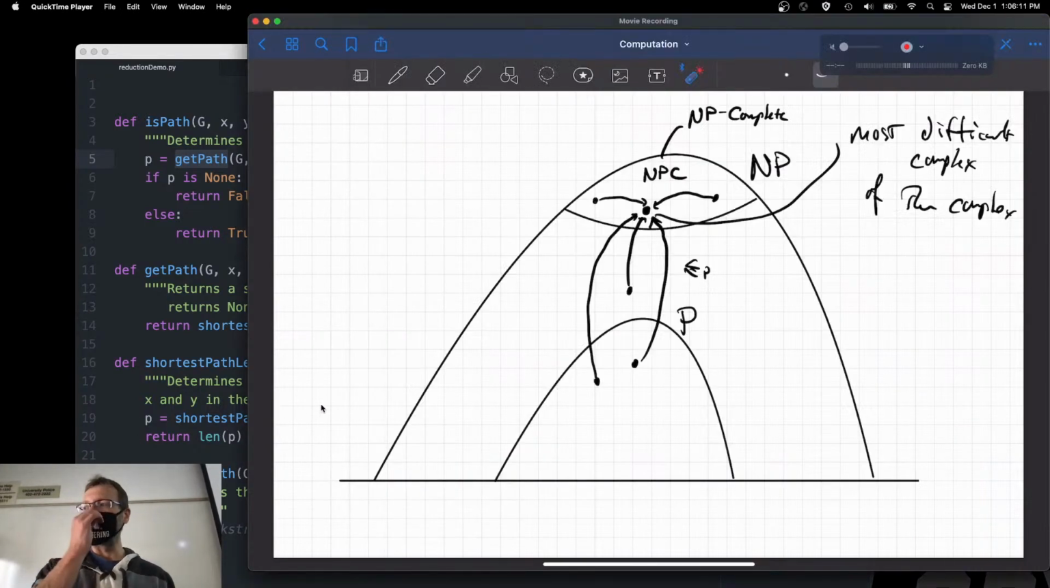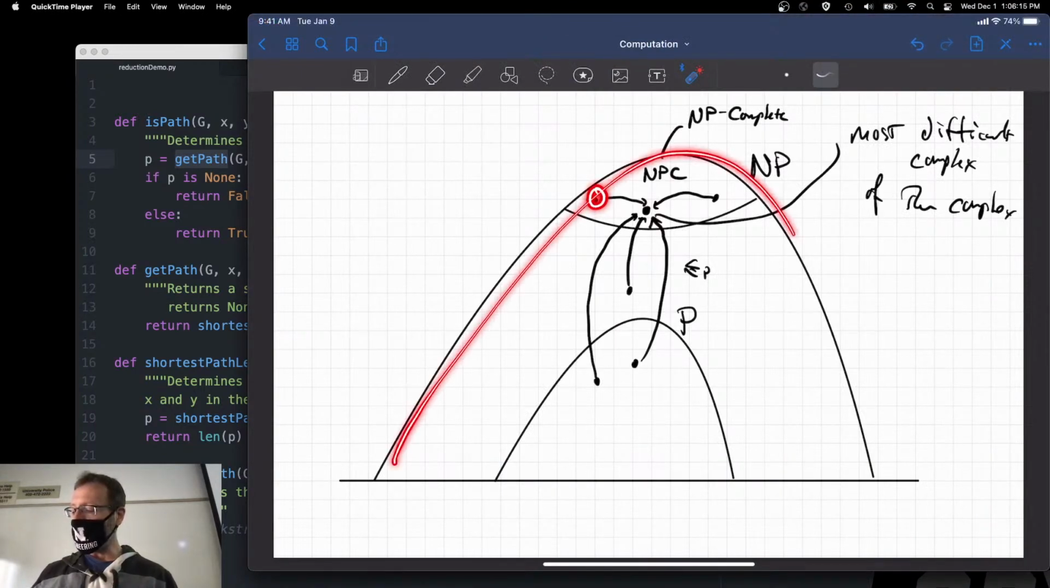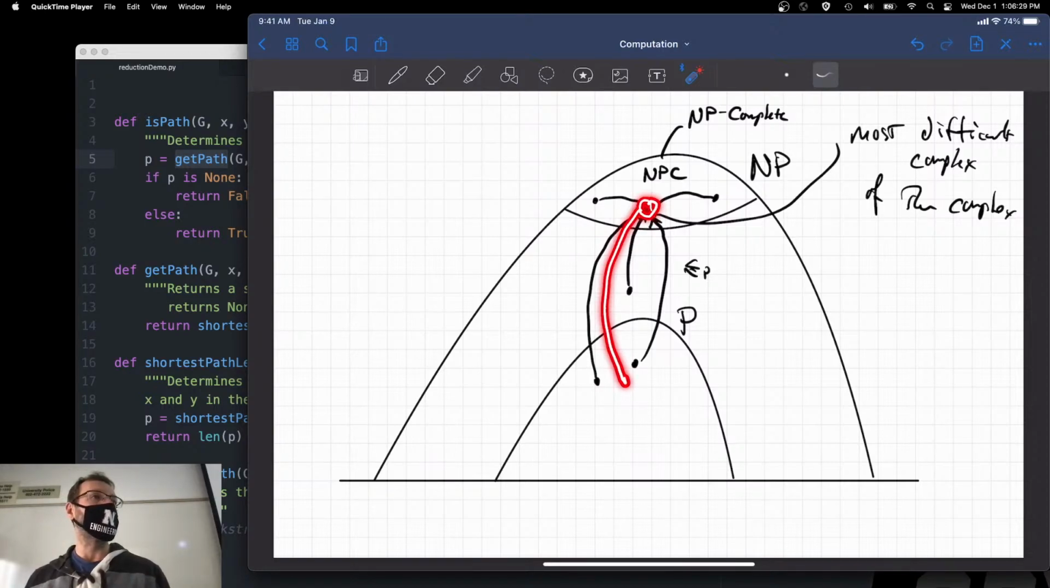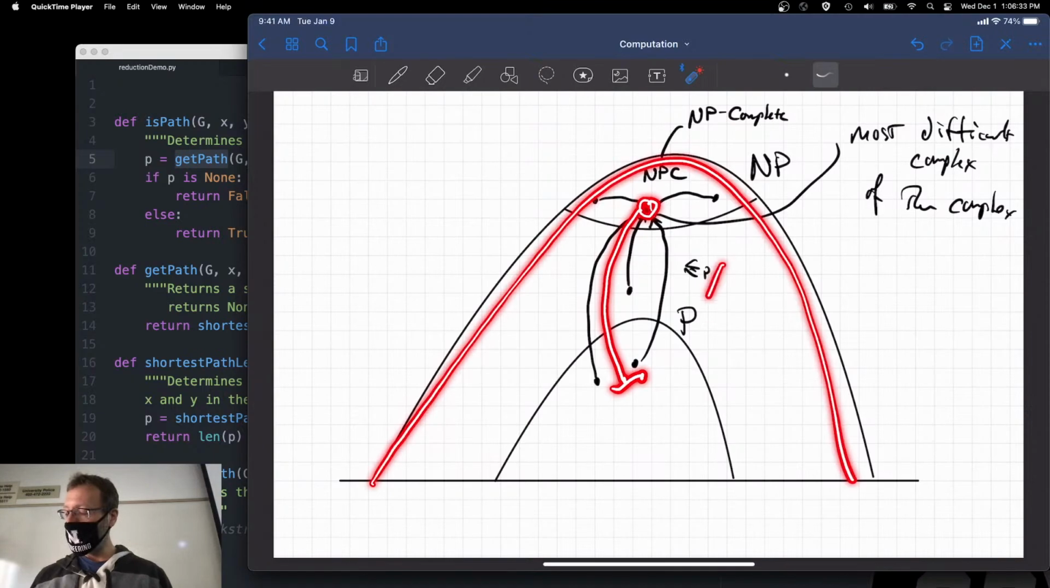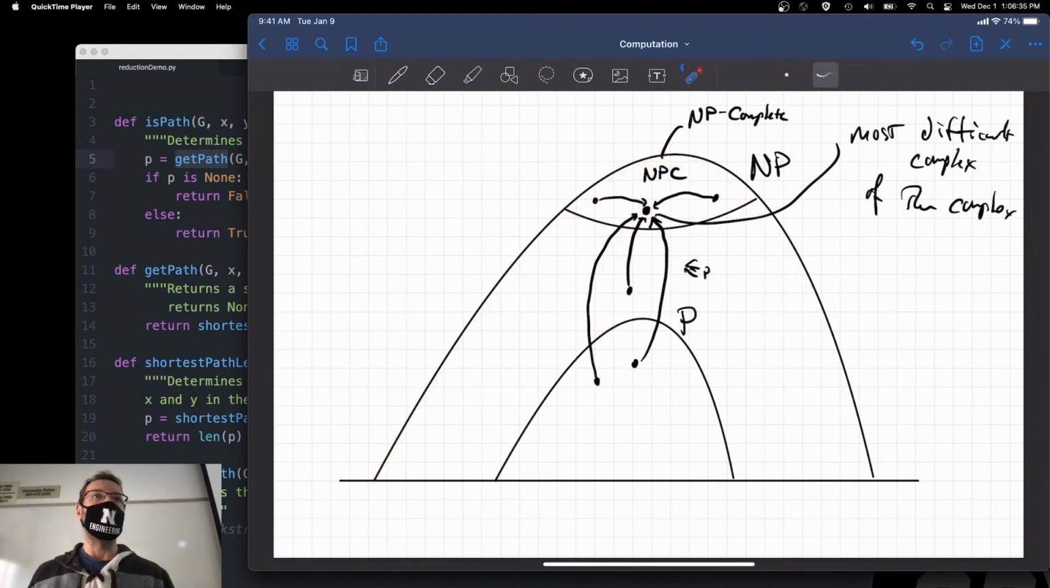Remember the complexity landscape here, right? I've got one NP-complete problem. I can take any problem here and reduce it to this one NP-complete problem. And if I have a polynomial time algorithm for it, guess what? That moves this guy right here down into this complexity class right here, which means that this entire thing collapses. And we've established that P is equal to NP.